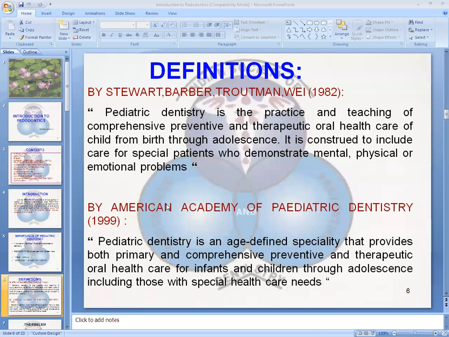There is one topic only, like special healthcare needs, treatment of special healthcare needs. That is a different topic. Okay, we got this. This is one definition. If you are able to remember this definition, you can pick this definition. Otherwise, you can go through the other definition. This is given by the American Academy of Pediatric Dentistry, 1991. Okay, very easy.